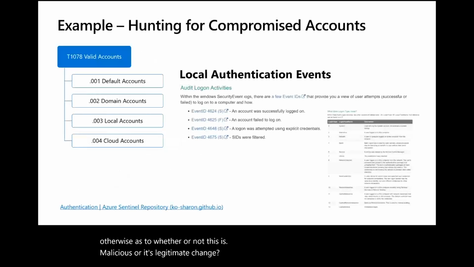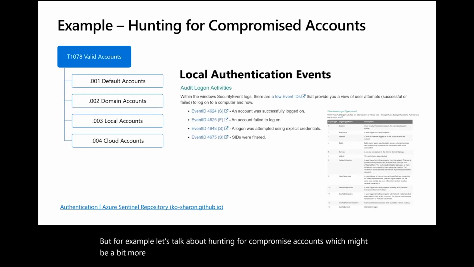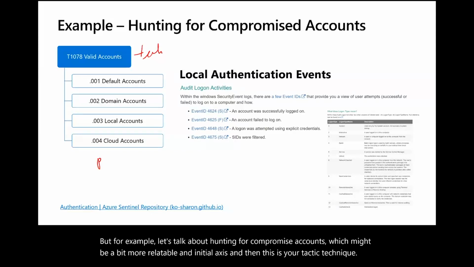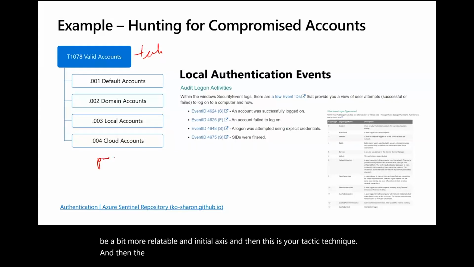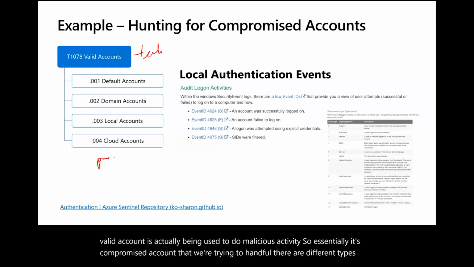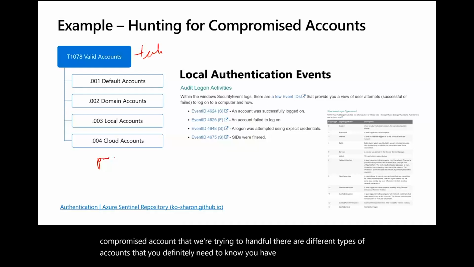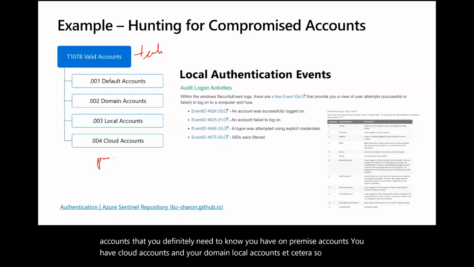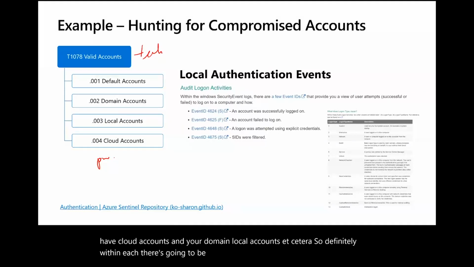But for example, let's talk about hunting for compromised accounts, which might be a bit more relatable. Under initial access, there's your technique, and then the procedures. You also have valid accounts. This means a user's valid account is actually being used to do malicious activity. So essentially, it's a compromised account that we're trying to hunt for. There are different types of accounts you need to note: on-premise accounts, cloud accounts, domain accounts, local accounts, etc. Definitely within each, there are different things you need to consider.